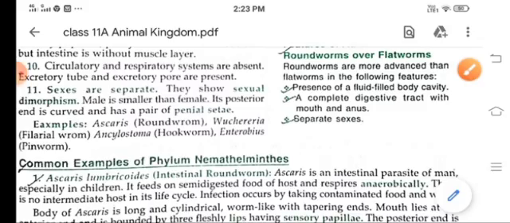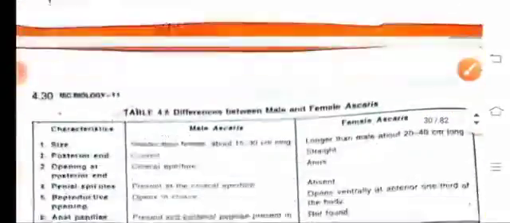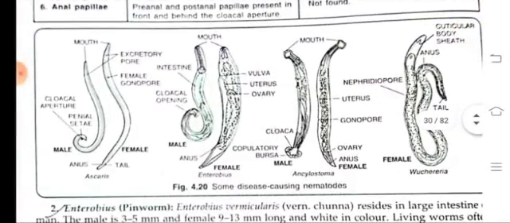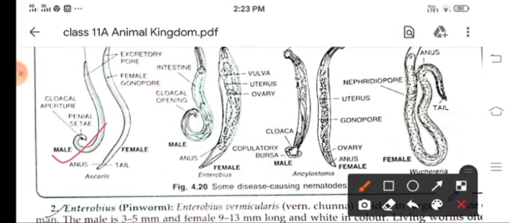Now here are the common examples of phylum Nematohelminthes, children. Now see here, this is Ascaris lumbricoides. Now here see, this is the male and this one is the female. So male has a curved end. Now here also this is Enterobius, then Ancylostoma and Wuchereria.